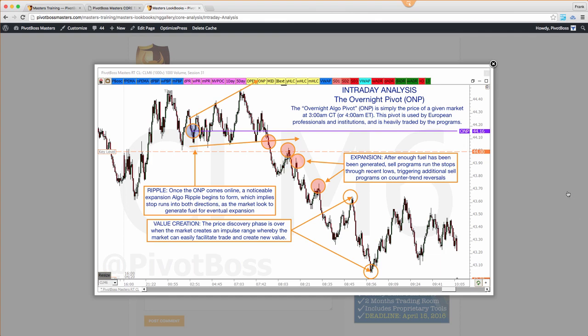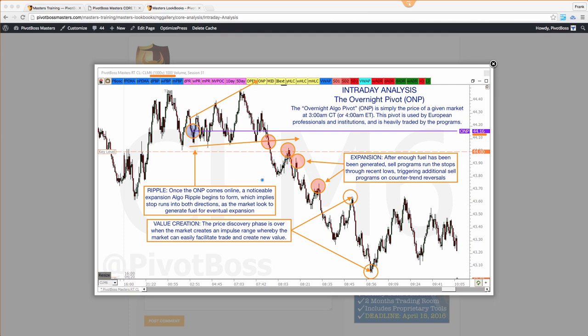So the overnight algo pivot is, again, the 3 a.m. Central pivot, or 4 a.m. Eastern. And it's basically the open price at 3 a.m. One thing that I always mention is that I'm using volume bars here. Sometimes these volume bars are independent of time, so it may not be a perfect 3 a.m. open. So sometimes my overnight pivot might be a tick or two off.